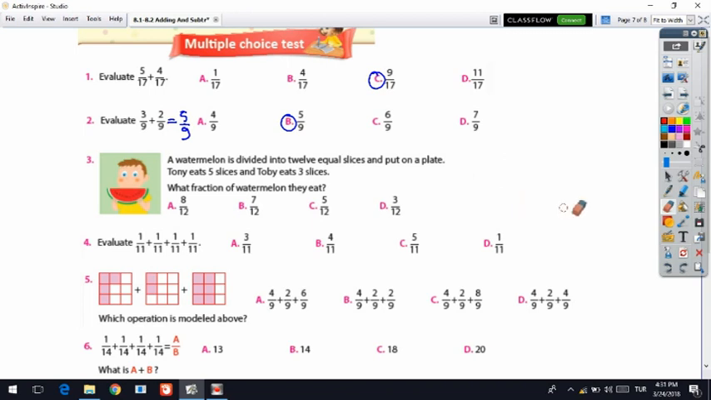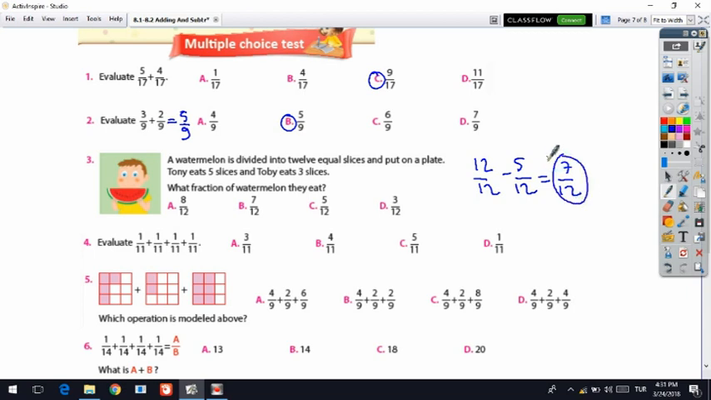Okay, first, I show you a mathematical formula in another way. For example, how many slices you have, but it is divided into 12. 12 over 12 watermelon you have. First, Tony eats 5 of them. If you eat 5 over 12, how many is left? You find 7 over 12.